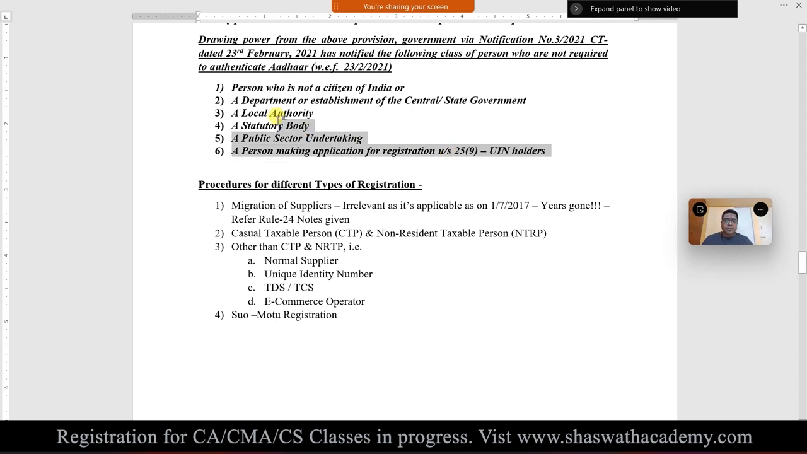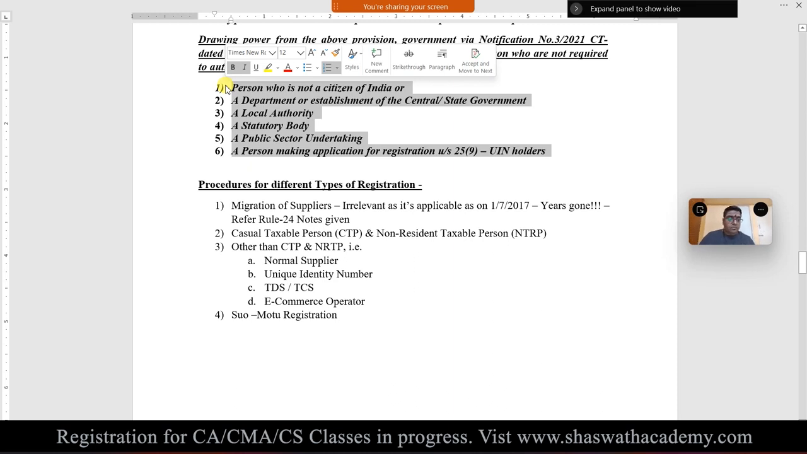My dear brothers and sisters, mark it important. Six points, straight away a 4-mark area in the examination. A 4-mark or 3-mark area, very, very interesting area. Mark it important. For these people, Aadhaar is not required. Sir, for all others, Aadhaar is required. Yes, Aadhaar is required.